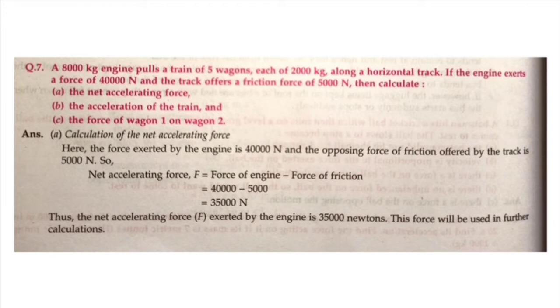The reason why we take minus instead of plus here is the force of friction exerted by the track is opposite in direction to the force of engine. That is why instead of plus we use minus here. So that equals 40,000 minus 5,000, that is equal to 35,000 newtons. Thus, the net accelerating force F exerted by the engine is 35,000 newtons. This force will be used in further calculations now.